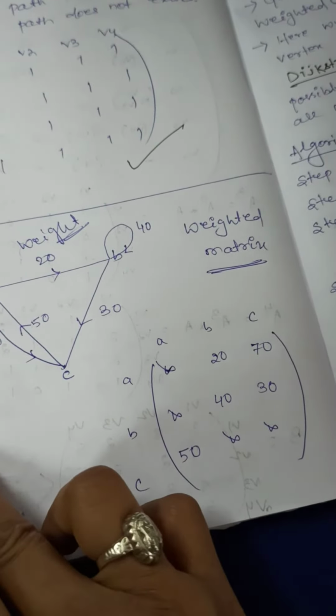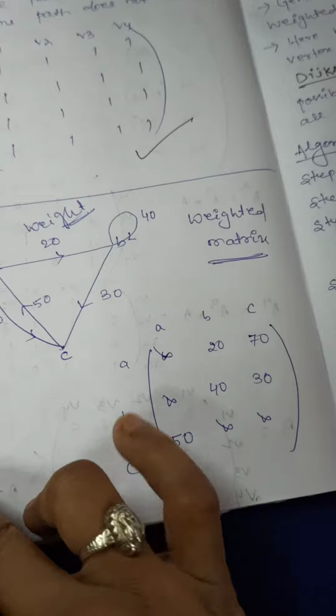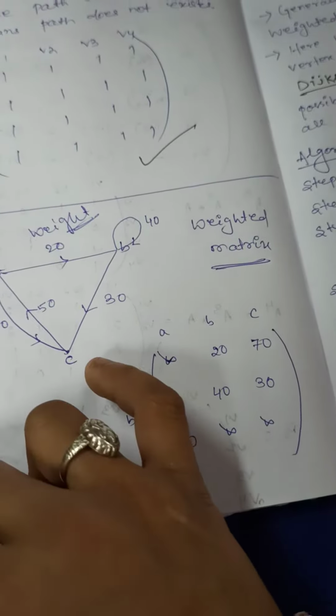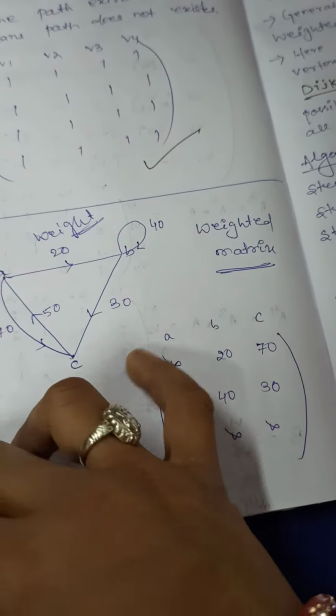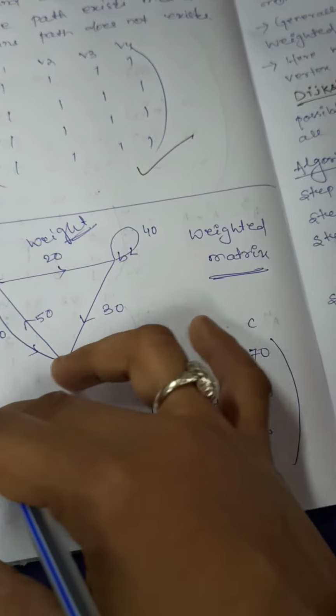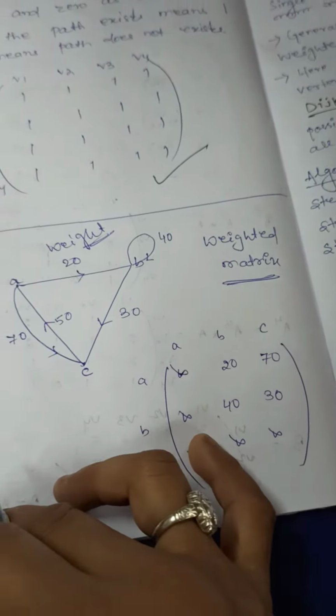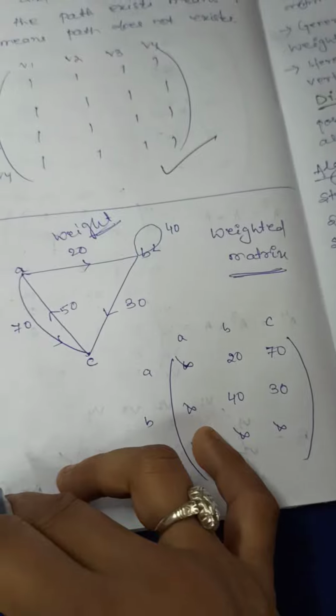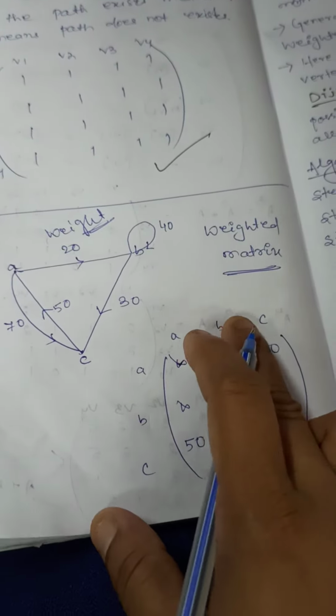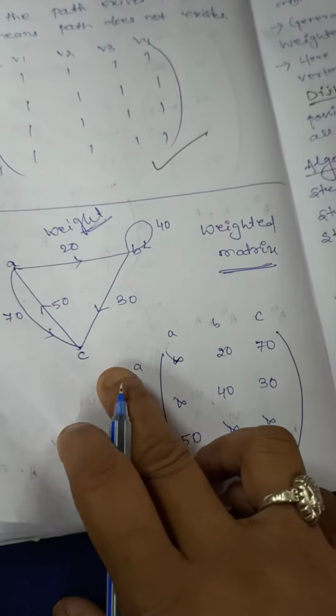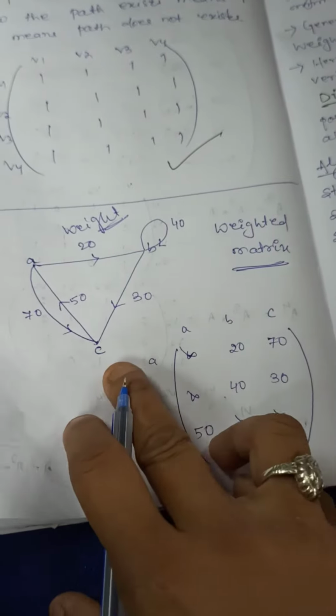Basing upon this, we can construct a weighted matrix here. Like your construction of adjacency matrix, you can construct a weighted matrix here. From A to A, what is the cost? From A to B, what is the cost? Like this, you have to mention all the costs, direct cost only, not the indirect cost. If a direct edge is there, put the direct weight. If no direct edge is there, put infinity.